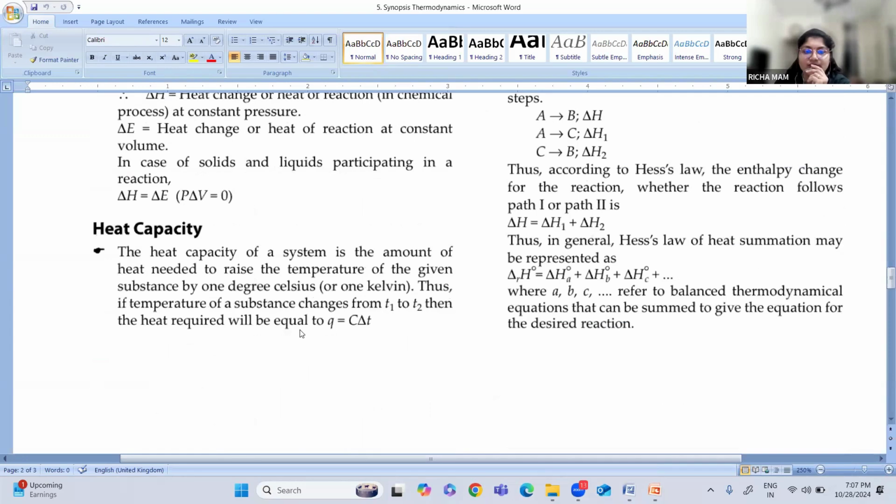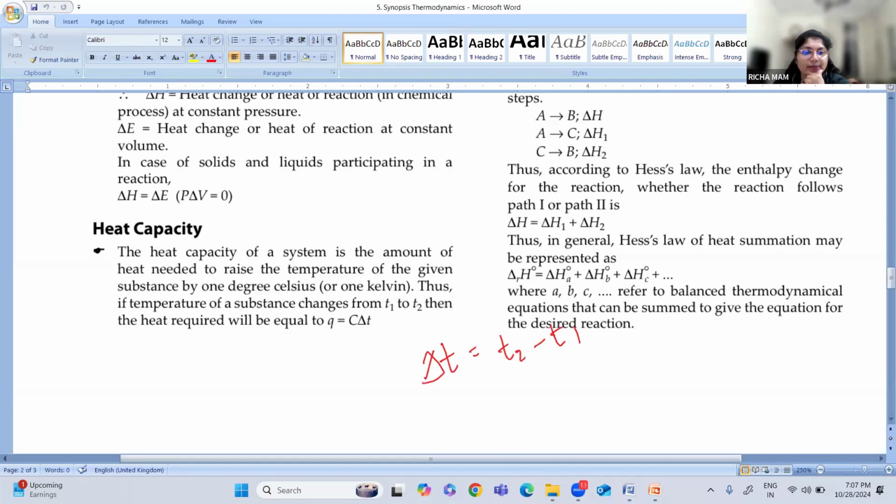C delta T. So if the temperature of the substance is changing from T1 to T2, then the heat required will be Q is equal to C into delta T. Delta T is the change in temperature, from T1 to T2. So that is the difference, delta T. How is it taken? It is T2 minus T1.